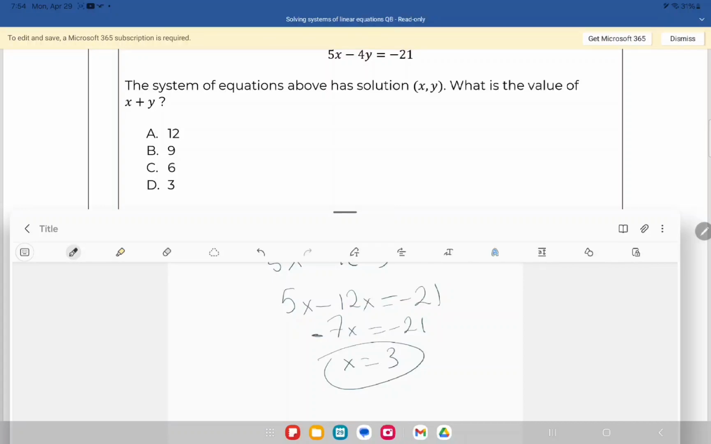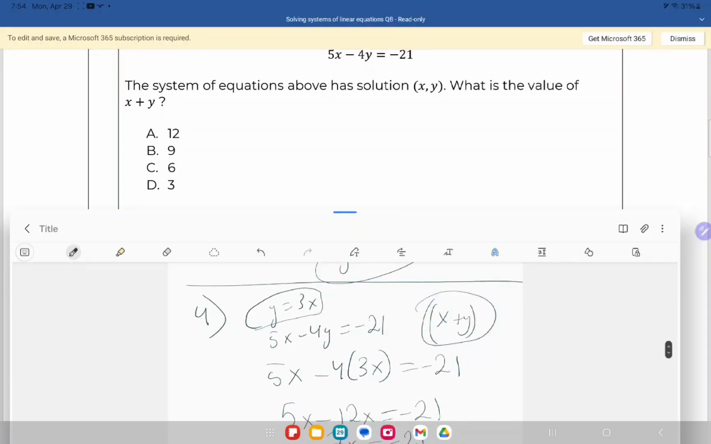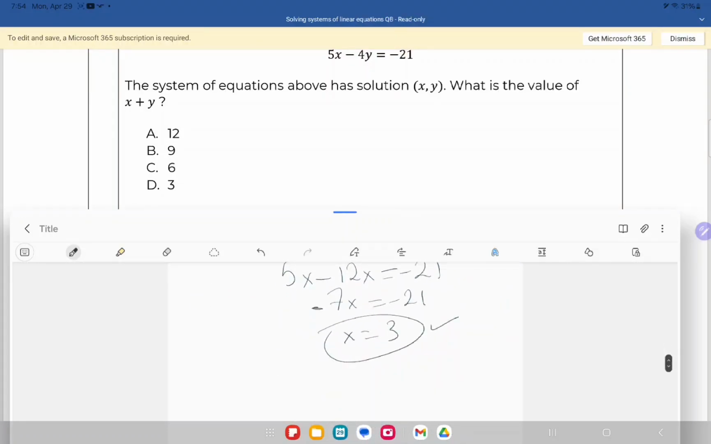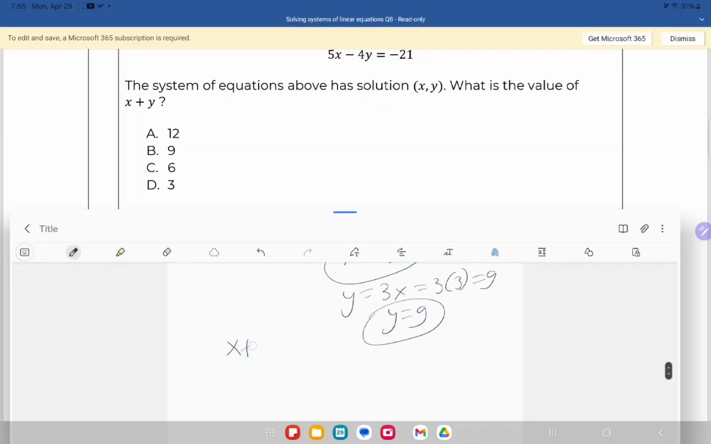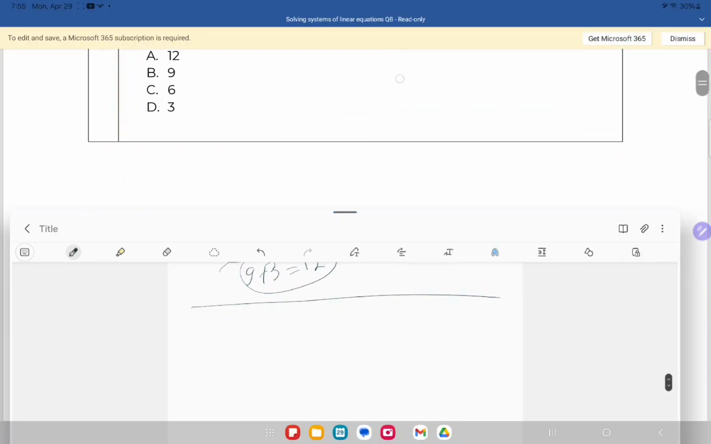But don't make the same mistake. This is a common mistake. You see 3 here, and you choose 3 here. Don't do this. What did they ask? They asked for x plus y. So I also need to get y now. y is equal to 3x, so 3 times 3, which is 9. So y is equal to 9. Now I can safely say x plus y is equal to 12. 9 plus 3 is equal to 12. So it is A. Let's move on.